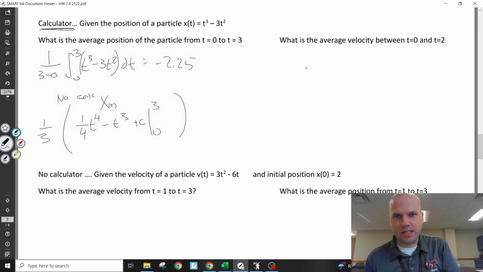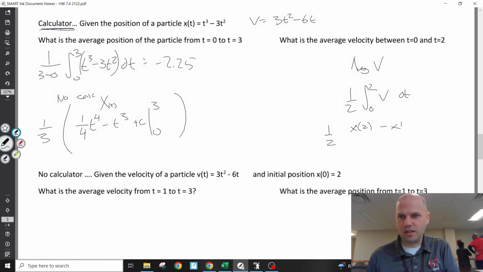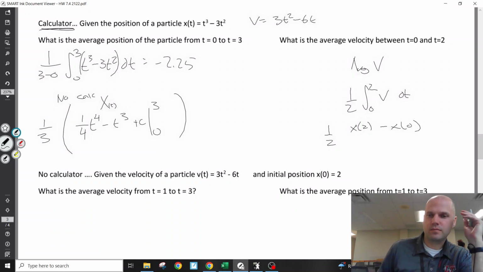Now, average velocity. Why don't we just start with 1 over b minus a, integral from a to b of what we're trying to find. Okay, average velocity would be this. But how do you find this? Well, with a calculator, you could use v. But we know that without a calculator, you could just do the antiderivative at 2 and 0.